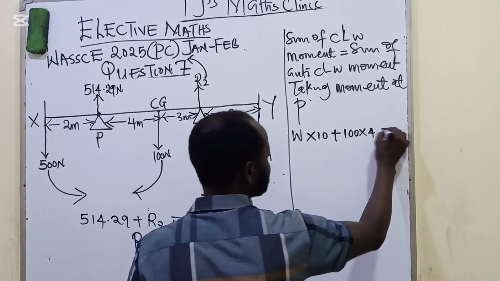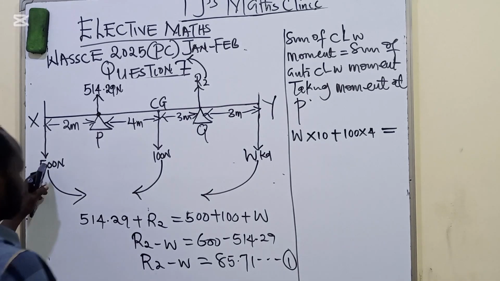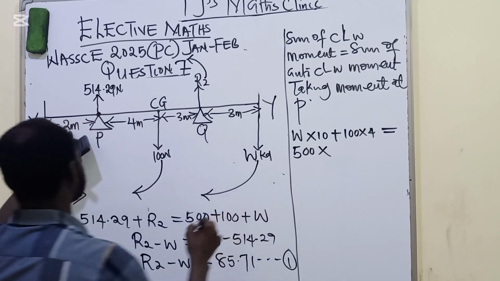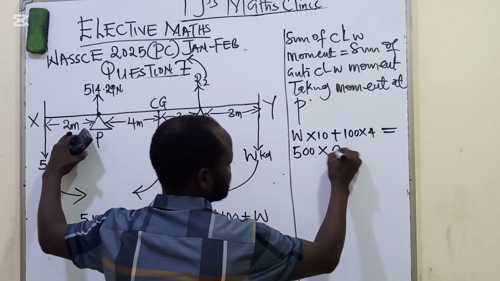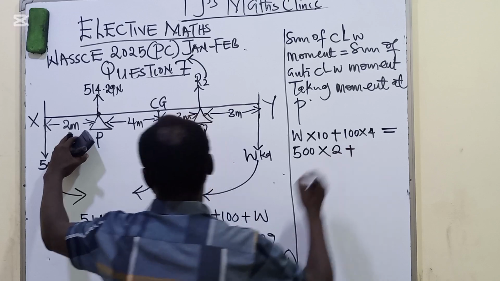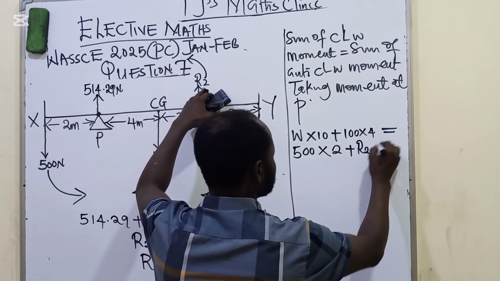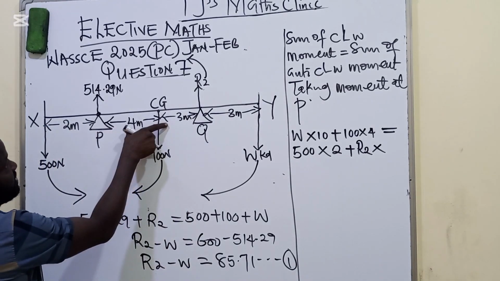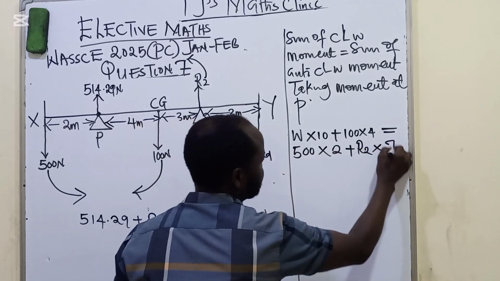Will be equal to the sum of anti-clockwise moments. First, that will be 500 Newton multiplied by the distance from where we are taking the moment, which is 2 meters, multiplied by 2, plus the reaction R2 times the perpendicular distance from where we are taking the moment. We sum this distance here. That will be 4 plus 3. Of course, it will be 7.